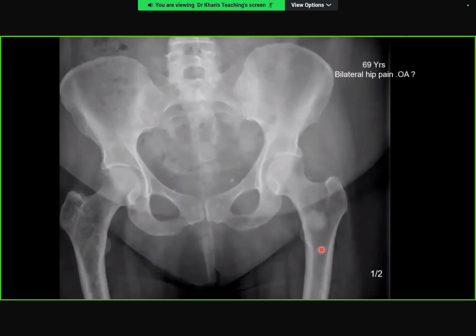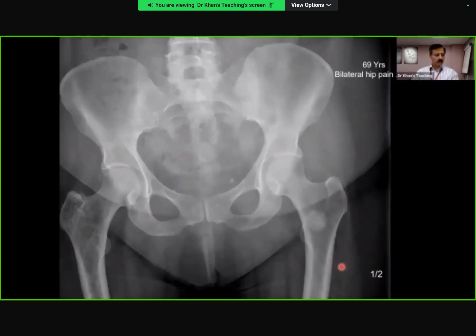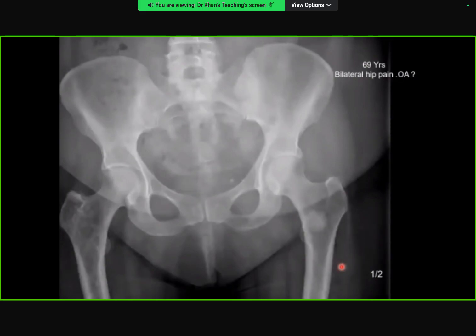So it looks like there's a lucency around. So we are talking about, this margin, how is this margin? Anything comes to your mind? No. Okay, I'll take over.